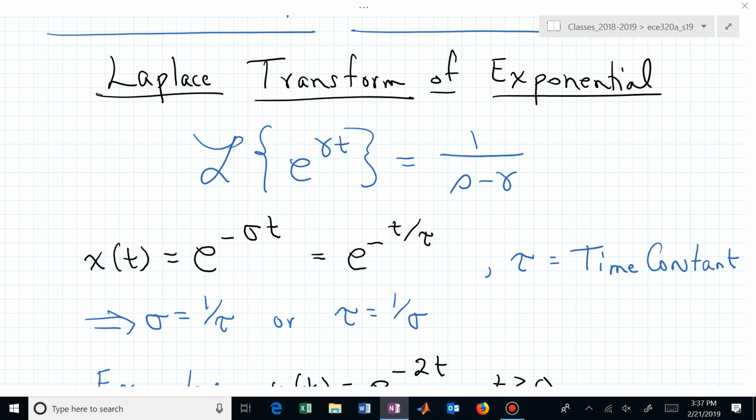If sigma is 2, then you know the time constant is 1/2. And that time constant has units of time. It's in seconds typically. We want the exponent to be dimensionless. T is upstairs divided by something. The units of that something downstairs need to be consistent with the time in the numerator of that exponent.